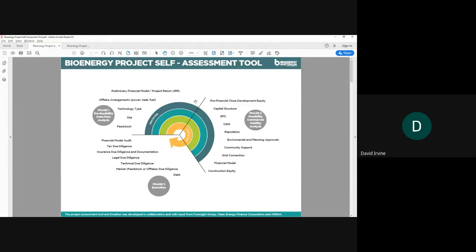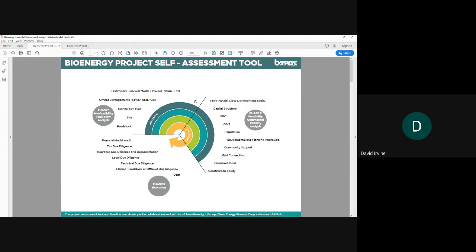So maybe taking a step back, the genesis of this is that a number of years ago, the CEFC, Foresight Group, Arena and Bioenergy Australia started to think about what are some of the barriers and challenges in the market, and in particular in developing projects. And one of the key barriers, we felt, was a lack of investment-ready projects coming to market, and I guess a lack of sophistication in the market from a development perspective.